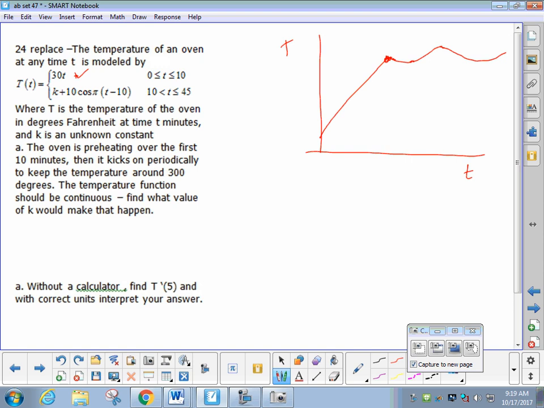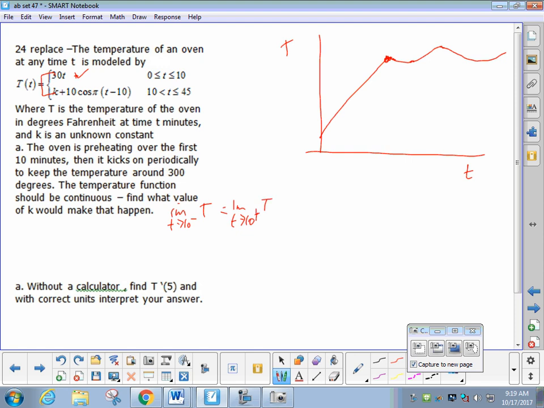Question though is it differentiable? Well, we want to make it continuous. The oven is preheating over the first 10 minutes, then it kicks on periodically to keep the temperature around 300 degrees. In order to make it continuous, I need these two branches to meet, yeah? So we would say something like the limit as time approaches 10 from the left needs to equal the limit as time approaches 10 from the right.